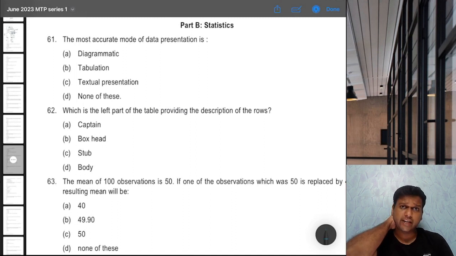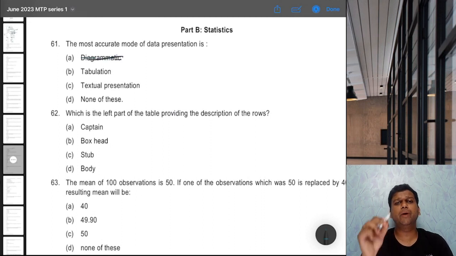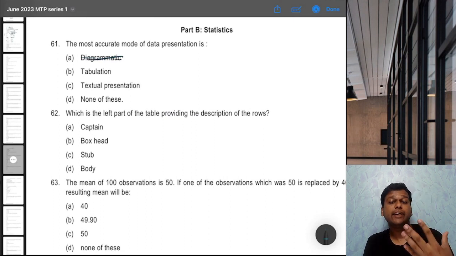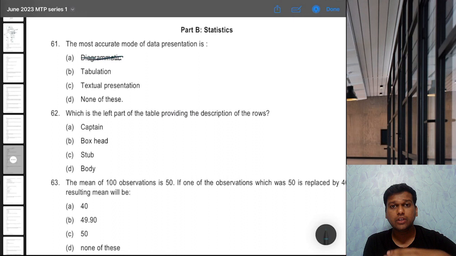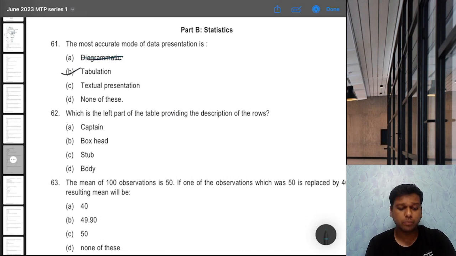Let's start. Get ready with your calculators wherever required. The most accurate mode of data presentation is, okay. Now diagrammatic is obviously not correct, because in a diagram we have to give some approximate values whenever we draw graphs or charts. Tabulation and textual presentation both can give accurate values, because textual is nothing but writing in paragraph form. Obviously that can give you accurate data, but tabulation has one added advantage, because in tabulation you can present the data in the way you want the person reading it to focus on. So whatever you want that person to focus on, you can present the table like this. So tabulation gives accuracy and simplicity both.